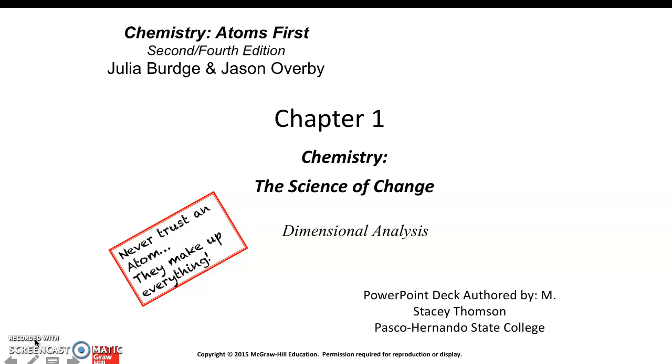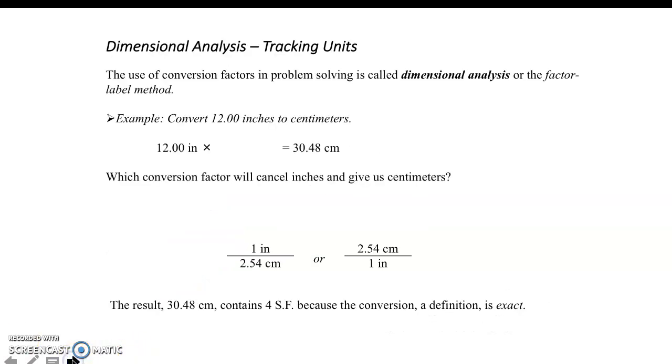And I want you to know that dimensional analysis is one of the best tools you can learn how to use. It's a procedure that uses conversion factors in problem solving. It's sometimes called the factor label method, if you've heard of that. But what you do is you use your units and conversion factors in order to make sure you get the answer with the units you want. And so you can do problems you don't even know how to do just by using your units.